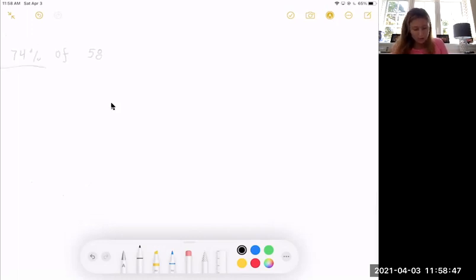So we have 74% of 58. So again, like this last one, we're going to do 3/4. And then that's going to be times, well, what's close to 58 that 4 goes into? I would go with 56. So again, here we go. Divide by 4, that's going to give us 1. And then divide by 4 here again, that's going to give us 14. And so 3 times 14 is going to be 42.